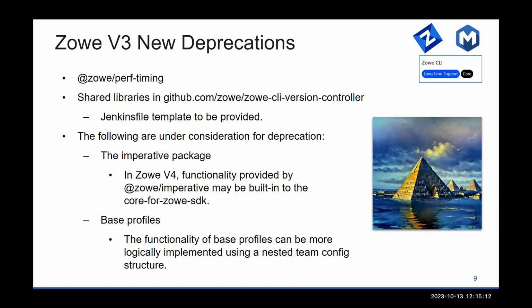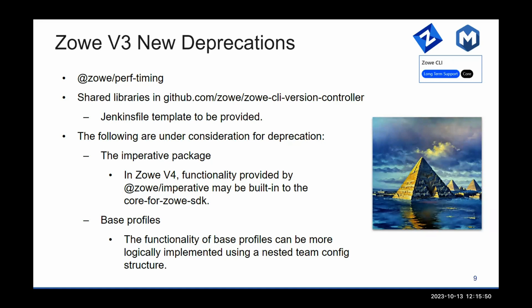As far as I know, no other projects use imperative except for Zowe CLI, Zowe plugins, Zowe Explorer. So it's a very Zowe-centric package. And just logically, it would make more sense for it to be part of Core for Zowe SDK instead of its own unique package. So for V4, imperative may be going away. We'll give you a long lead time there before we actually make that change. So you should have fair warning. But in V3, imperative will still be published to NPM as a separate package.